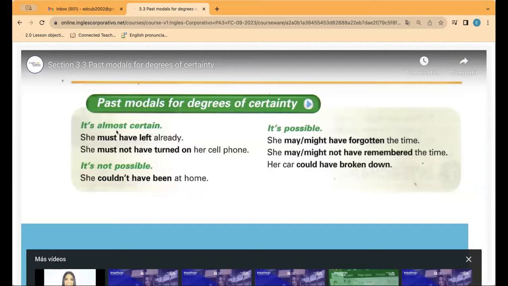Must in the positive is like 90%. Must not is the same idea in the negative. She must not have turned on her cell phone: you are 90% positive she did not do this action. Must have means you are 90% positive she did this action. Couldn't have is impossible for you. This is like 0%. Then we have the middle. Must have and must not have are the highest. Couldn't have is the lowest. In the middle are could, might, and may. May is close to zero. Could is close to 90%.